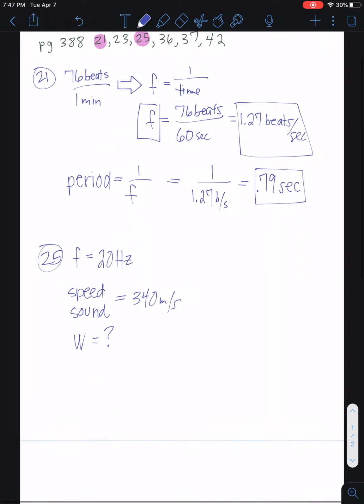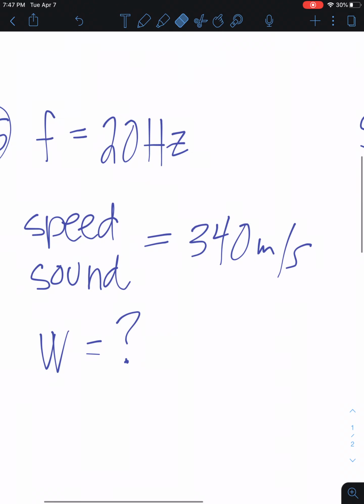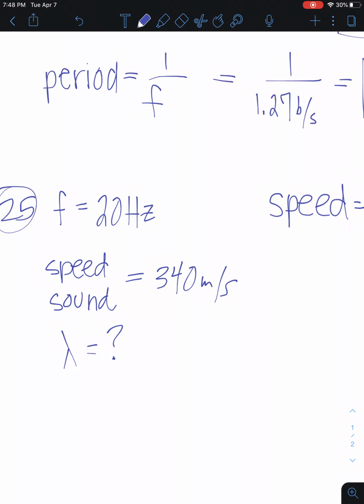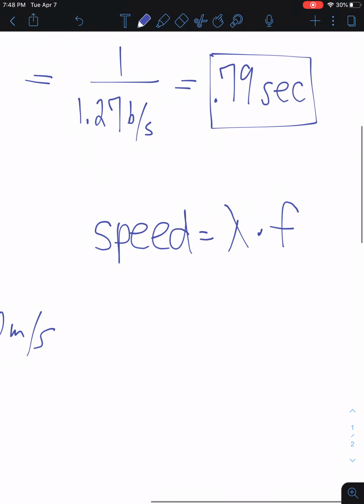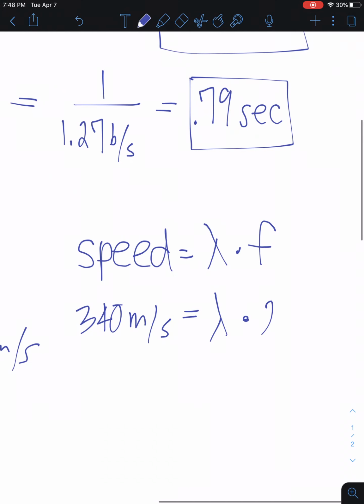So our equation that we'll use is that speed is equal to wavelength times frequency. And in your book that's a lambda. It's just the Greek letter for wavelength, so wavelength. Speed is equal to wavelength times frequency, so we'll say 340 meters per second is equal to wavelength times 20 hertz.